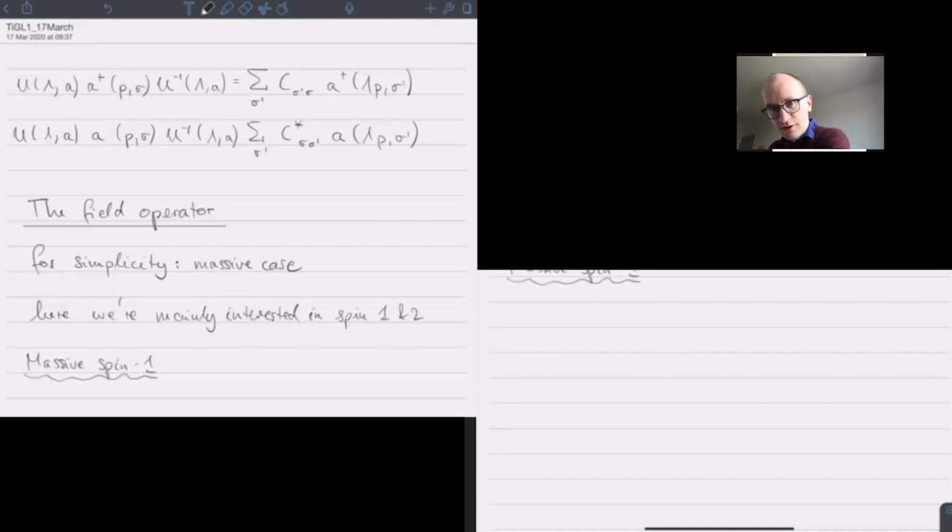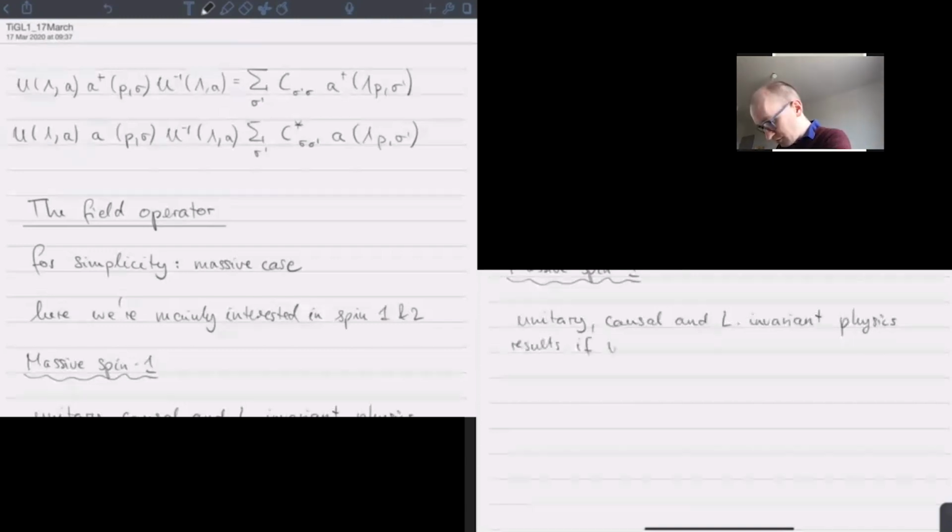So the point is, as I already said in words, the requirement of having unitary, causal and Lorentz invariant physics results, as we discussed last time, if we construct our theory from local fields. And I will now write down the local field, okay?